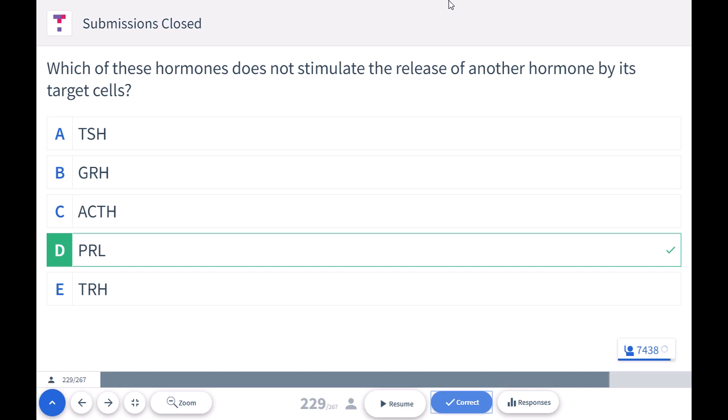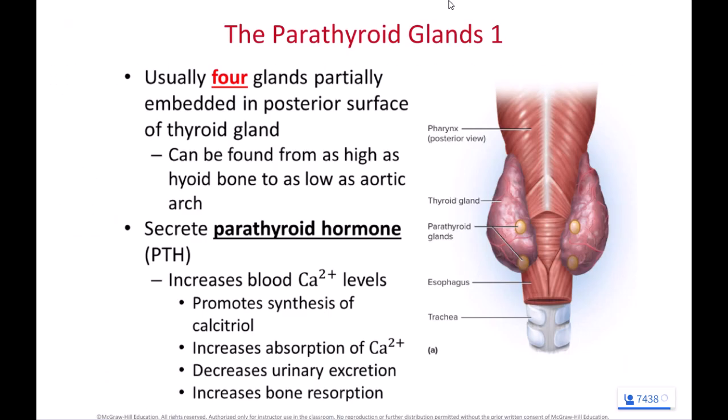If oxytocin triggered the production of milk, then having an orgasm would also cause someone to start lactating. So we need to keep these functions separate from each other. And particularly for the males, that would be awkward.